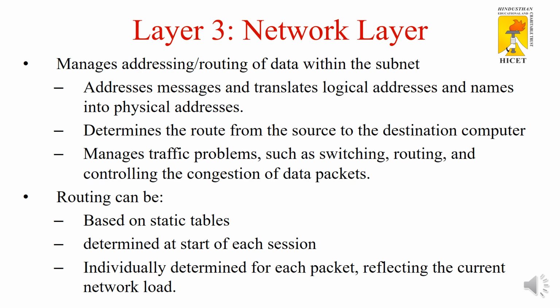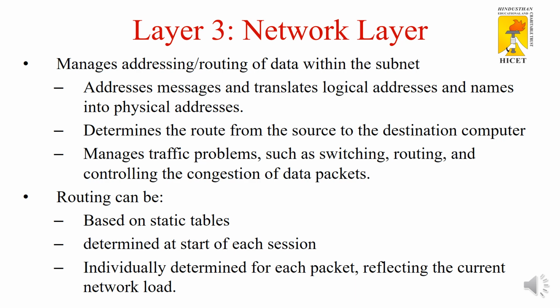The network layer manages the addressing and routing of the data within the subnet. It addresses messages and translates logical addresses and names into physical addresses. It determines the route from the source to the destination computer to reach the information. It can manage traffic problems such as switching, routing, and controlling the congestion of data packets in the network. Routing can be based on a static table.